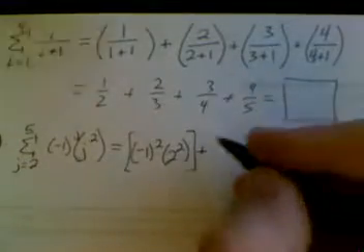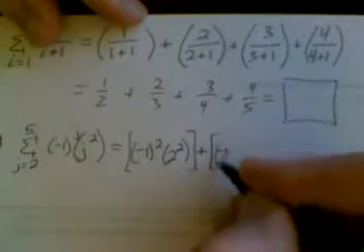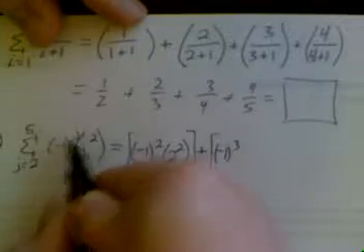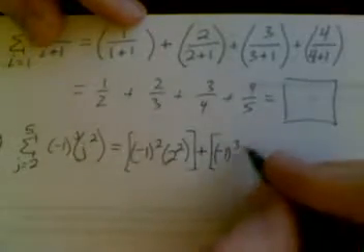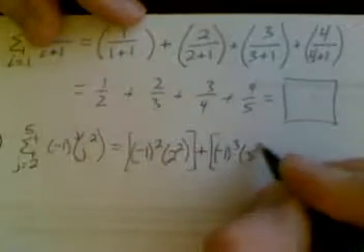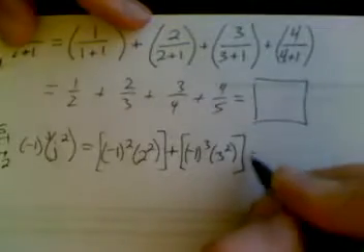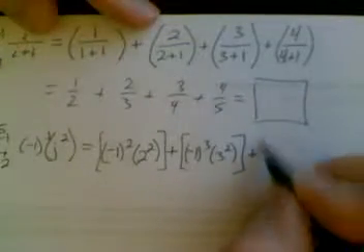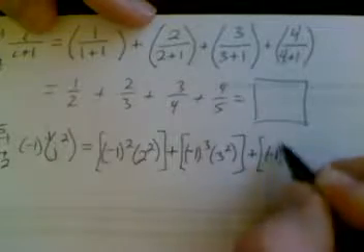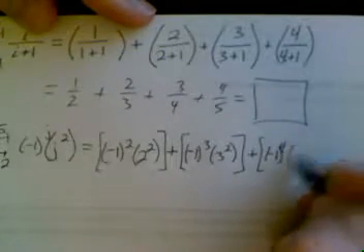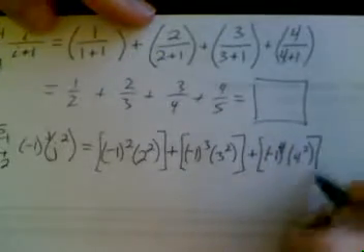Let me plug in 3 now. I have a negative 1 to the power of 3, because it's negative 1 to the power of j, and then times 3 to the power of 2. Plus, we do 4 next. Negative 1 to the power of 4 times 4 to the power of 2.